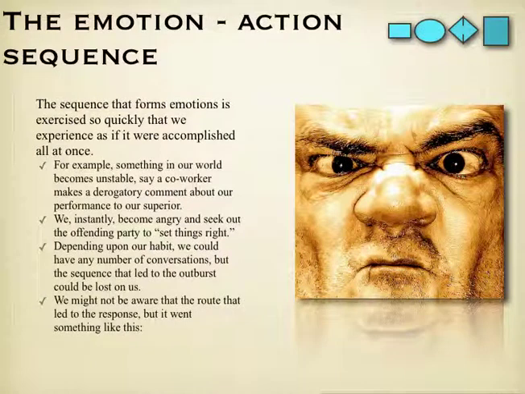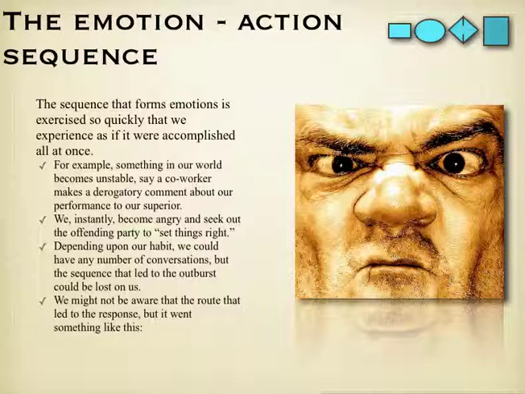So let's take a look at this sequence and see if we can see what actually happens inside of a person who all of a sudden experiences an emotion. It's kind of tricky because it seems to happen all at once, but it actually has a little sequence to it. For example, something in our world becomes unstable. Say a coworker makes a derogatory comment about our performance to our superior. Somebody says something bad about us. We instantly might become angry, and we seek out the offending party to set things right.